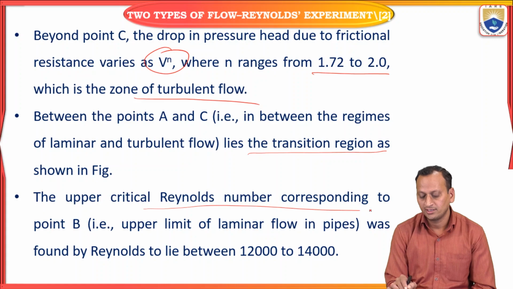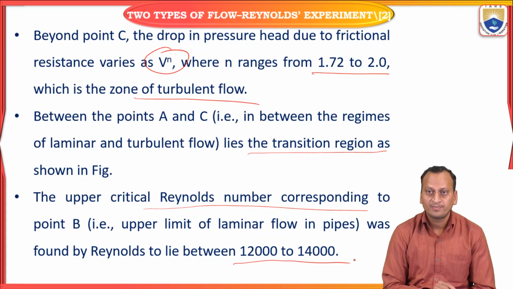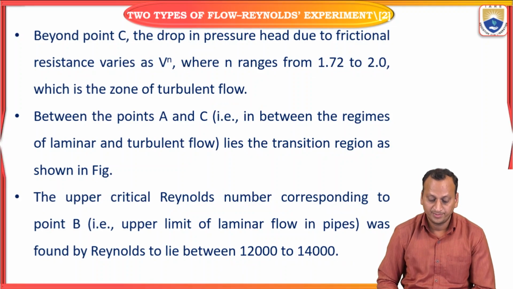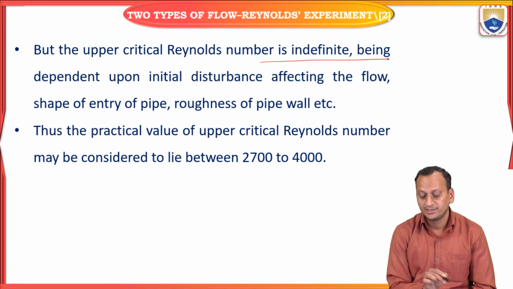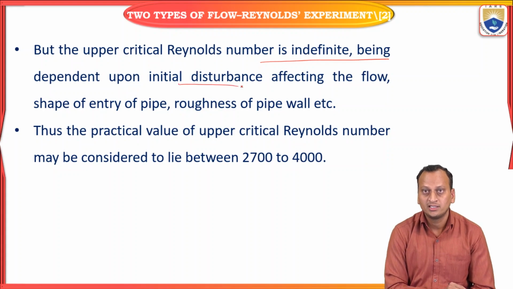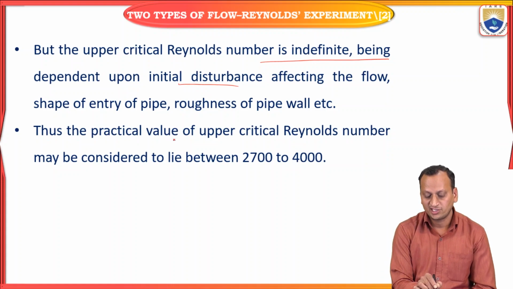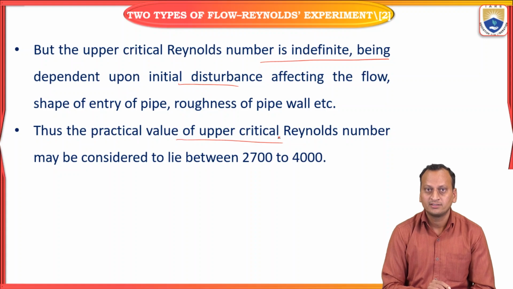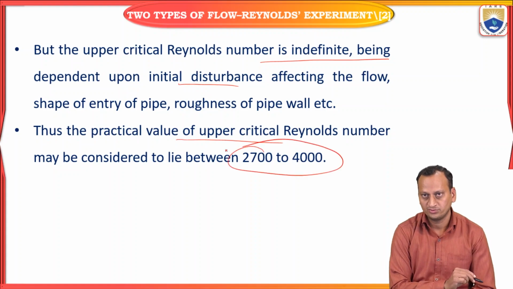The upper critical Reynolds number corresponding to B is found to be 12,000 to 14,000. But the upper critical Reynolds number is indefinite, being dependent upon initial disturbance affecting the flow, shape of entry of the pipe, roughness of the pipe, etc. Thus, the practical value of the upper critical Reynolds number may be considered as 2,700 to 4,000.